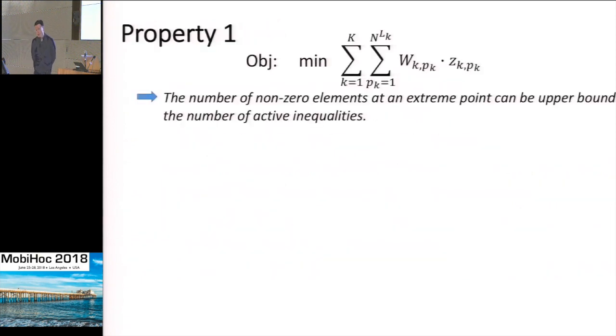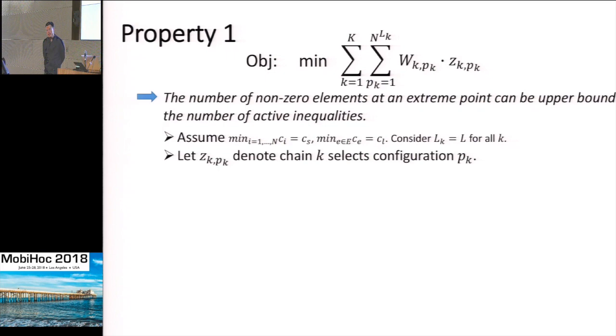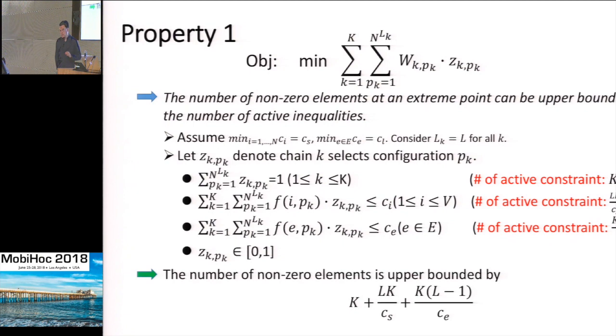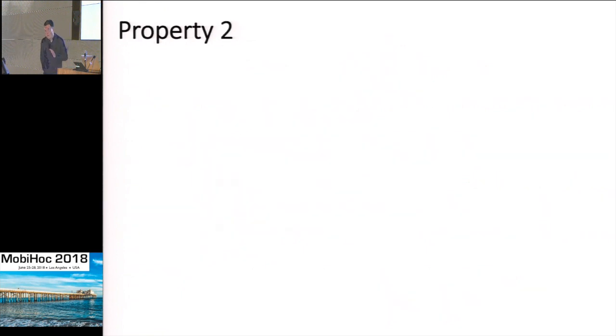So property one can be easily proved. Assume that I pick the server that has the minimum capacity and the link that has the minimum capacity, and then you can show the number of active constraints is bounded. That is the high-level idea about how we can prove property one.